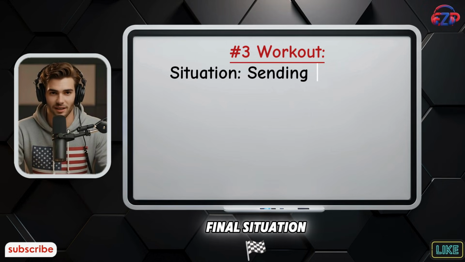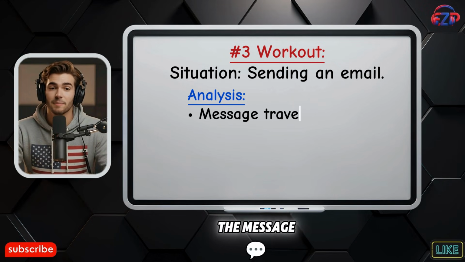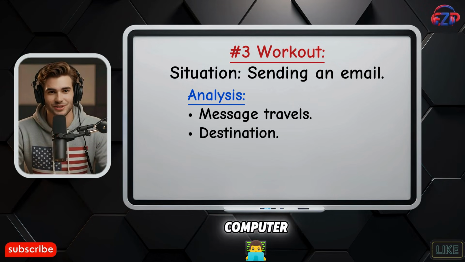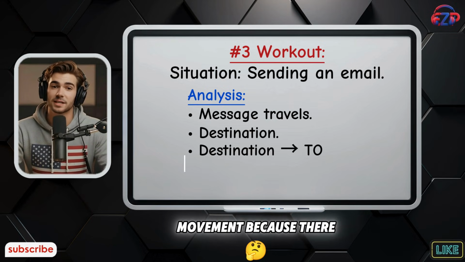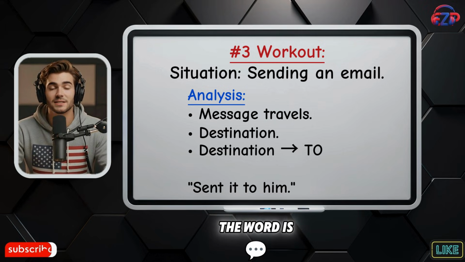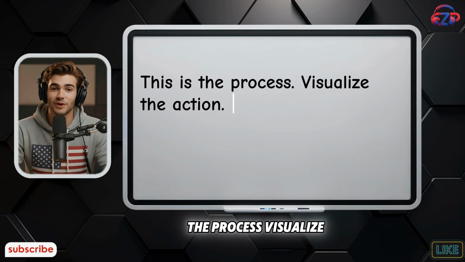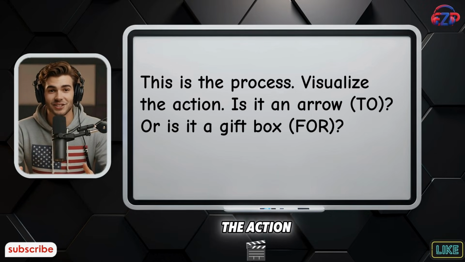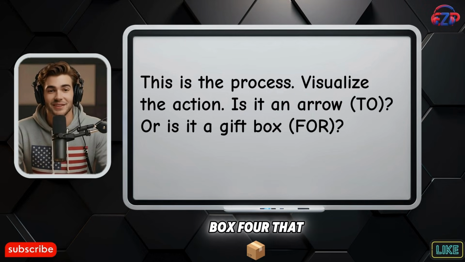Final situation. You are writing an email to explain a project. You hit send. Analysis. The message travels from your computer to your colleague's computer. It is digital movement. Because there is a destination, the word is to. The sentence is, I sent the email to my colleague. This is the process. Visualize the action. Is it an arrow, to, or is it a gift box, for?